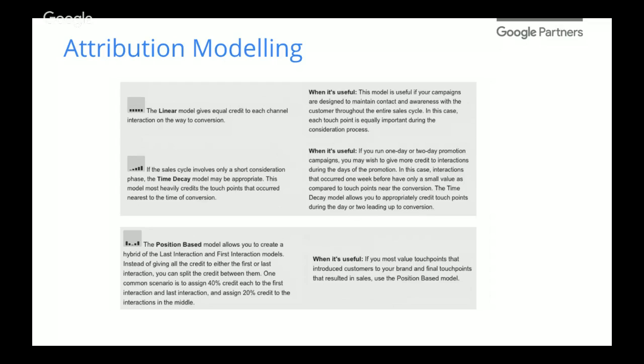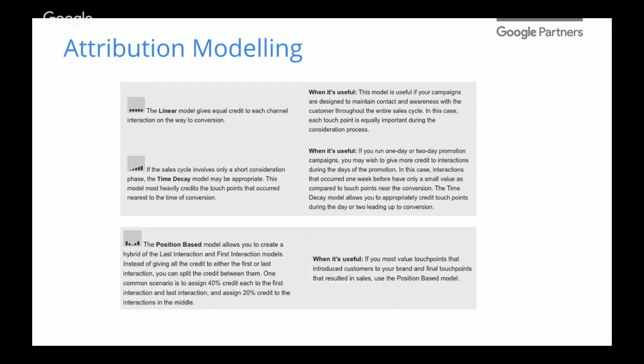When they're considering purchasing your brand after being on your site, you've hit them with a remarketing ad, and then finally they might have converted through an AdWords search click or an organic search click. The linear model gives equal credit to each of those channels.